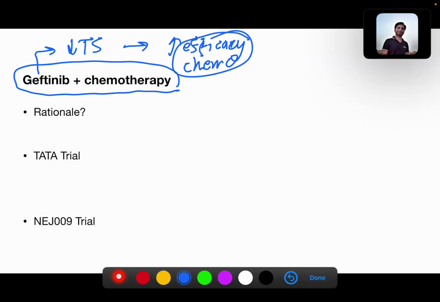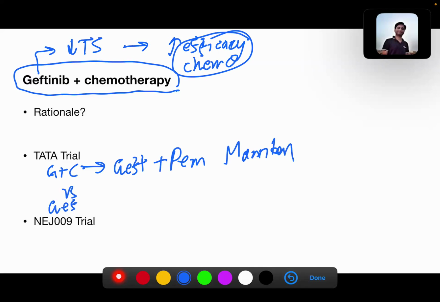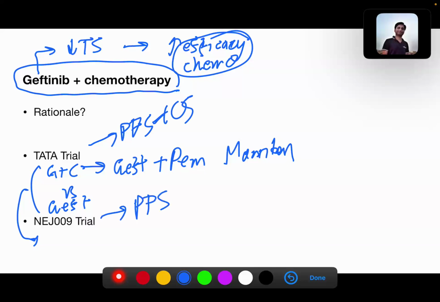Okay, so there were two trials in this regard. So there's the Tata trial, which looked at gefitinib plus chemo, that is platinum doublet with pemetrexed, followed by gefitinib plus PEM maintenance. And they compared that with gefitinib alone. And both trials had similar arms. The Tata trial showed a PFS and OS benefit to combining chemotherapy with gefitinib, and the NEJ009 trial showed a PFS benefit. So this became another option, combination therapy with gefitinib with chemotherapy, right?